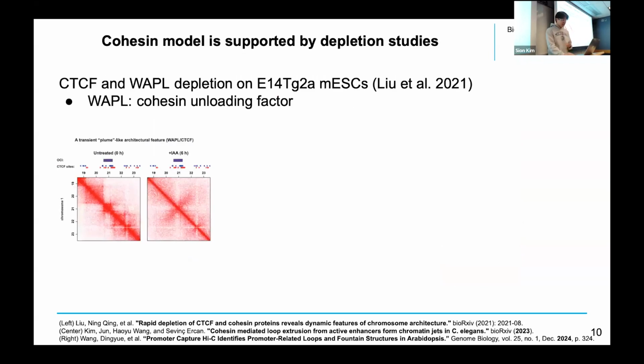This cohesin model has been found by other studies. This is a depletion study. They essentially knocked out 2 proteins, CTCF and WAPL. WAPL unloads the rings. So if you knock out what is unloading the ring, you should have more rings loaded onto the DNA. And then if you get rid of the CTCF, which blocks the ring, then you should get multiple rings loaded on. So we see that jet pattern occurring with the auxin.